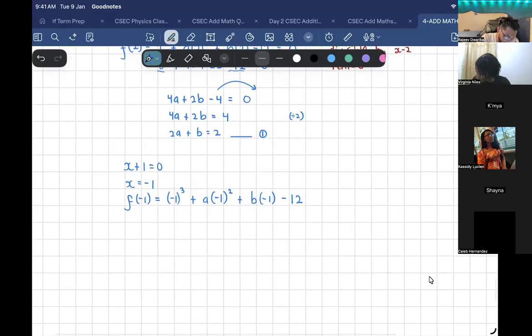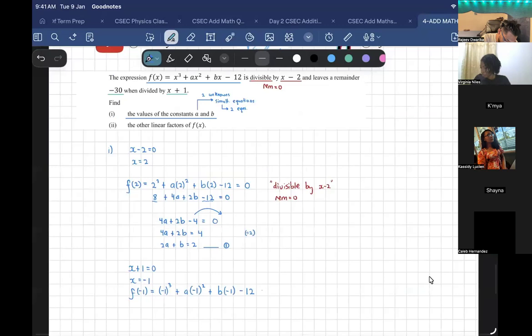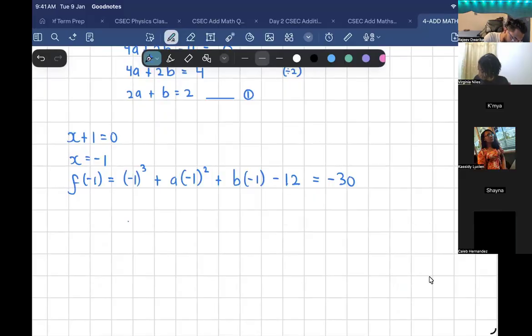All right. And we're gonna set this entire thing equal to what? What was your remainder? Minus 30. Let's move with this. Minus 1 cubed is minus 1, and minus 1 squared is plus 1, so that'll just be 1a. Plus b times minus 1, then minus b. Minus 12 is equal to minus 30. Caleb, help me simplify this.